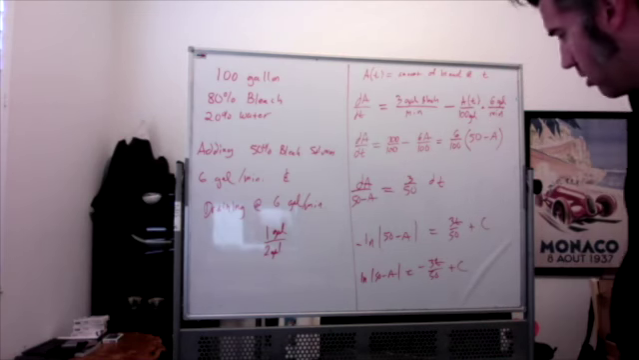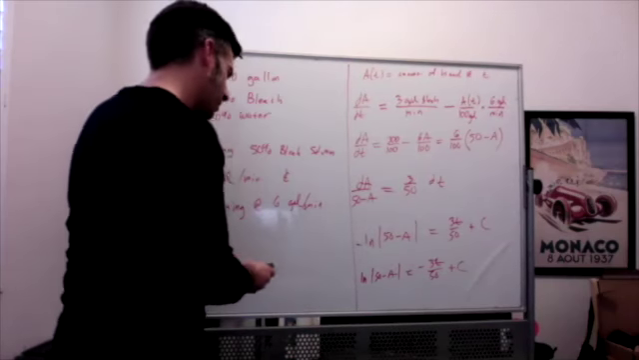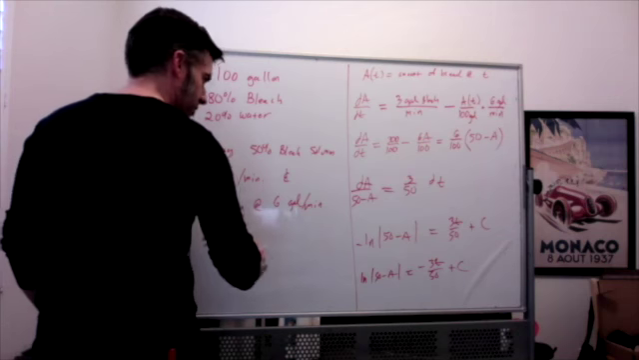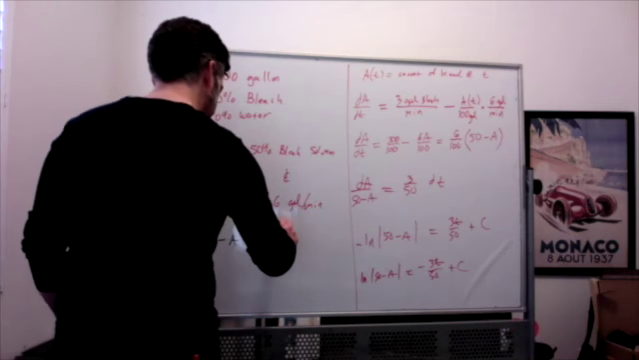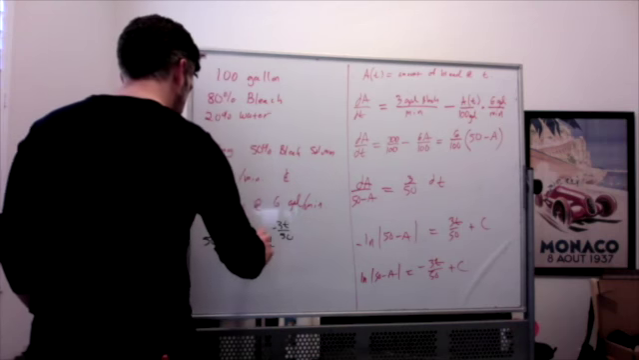Where's my other pen go? Sure. Doing the e thing, we get 50 minus A equal to e to the negative 3t over 50 times e to the c, which becomes our k.